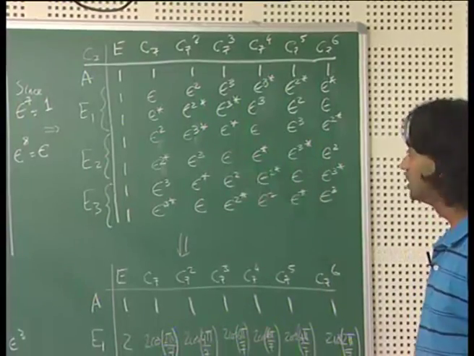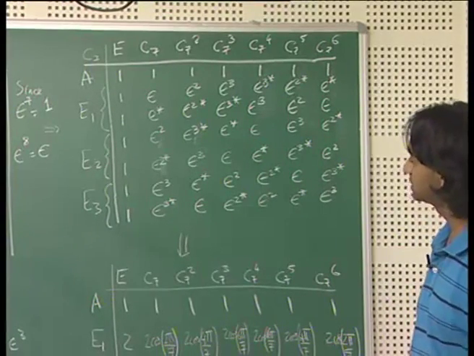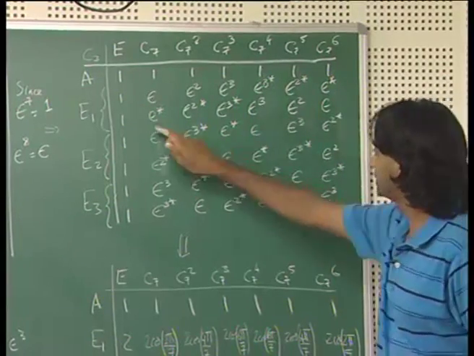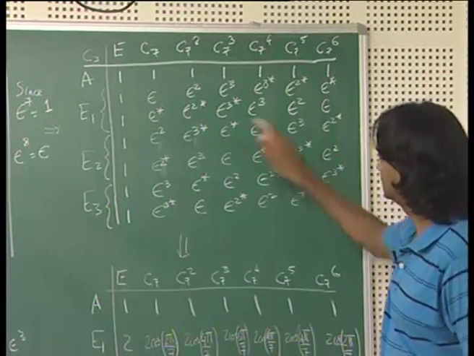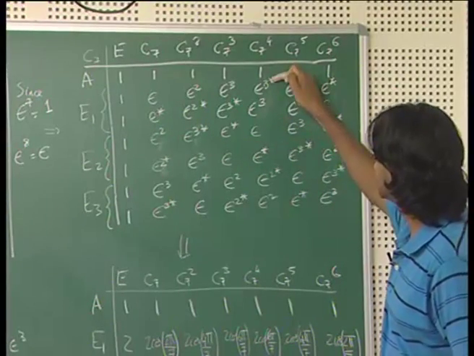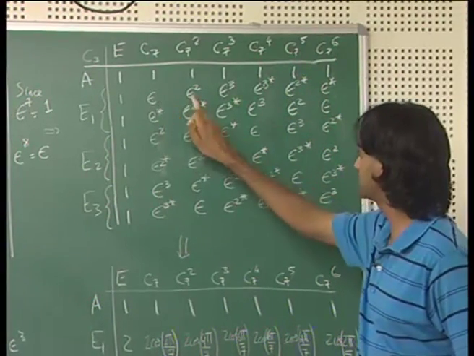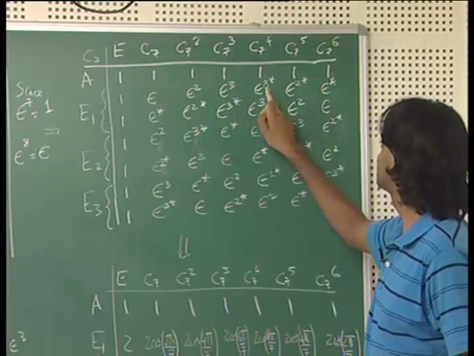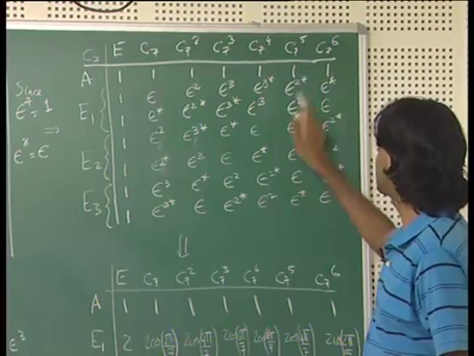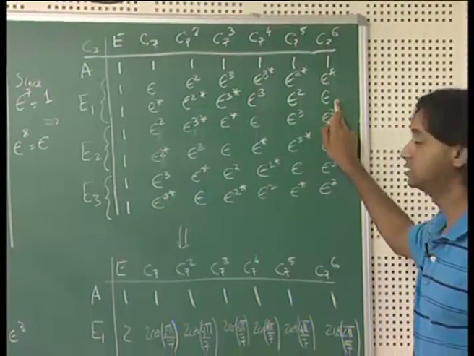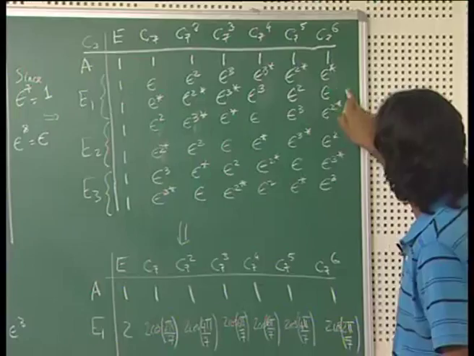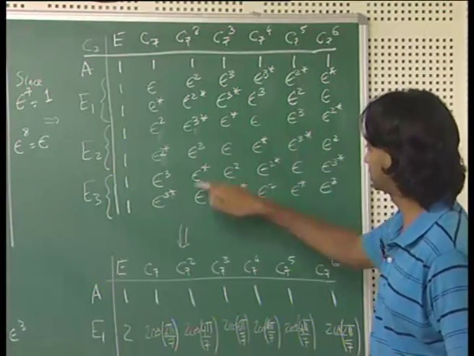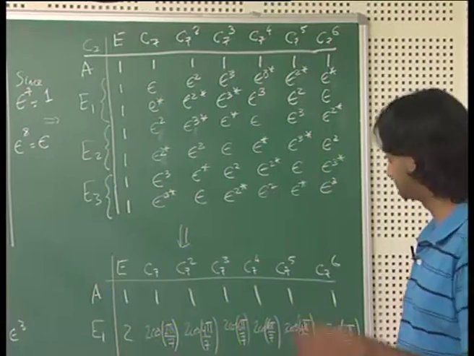So, I write it in this form, and now what you notice is something very interesting. If you look at this row and this row, this row is just a complex conjugate of this row above. So, you have epsilon, epsilon square, epsilon cube, epsilon 3 star, epsilon 2 star, epsilon star, epsilon 3, epsilon 2, epsilon. So, this row is nothing but a complex conjugate of this row. Similarly, this row is a complex conjugate of this row, and this row is a complex conjugate of this row.